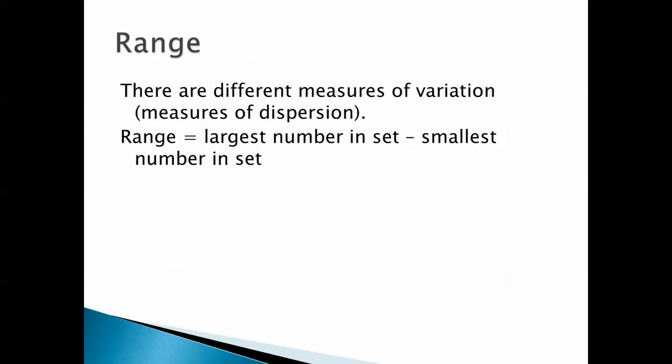There are different measures of variation. Sometimes we call these measures of dispersion. The range is the largest number in the set minus the smallest number in the set. In other words, it's the maximum minus the minimum.